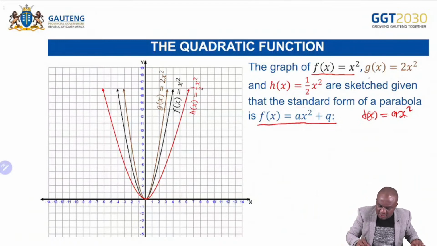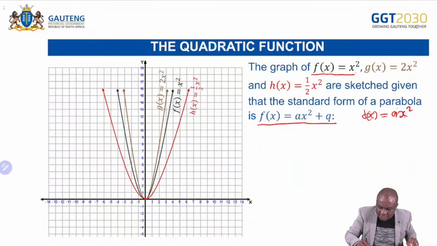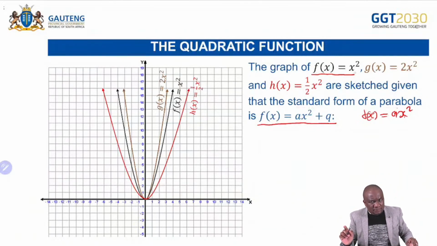But for these three functions, our q is 0. That's why nothing is appearing after x squared. Our q is 0. Please take note of that. But in the next examples, you'll see for q, we're having a number which is not 0. And then we're going to see the effect of that q.